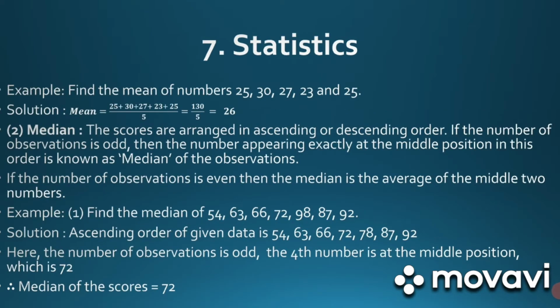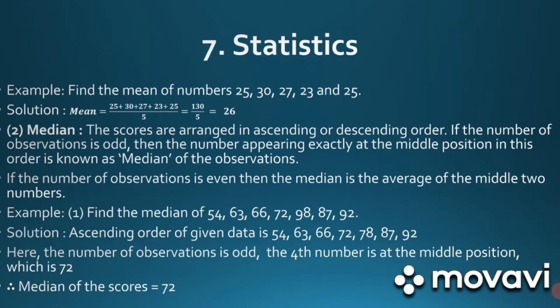For example, find the mean of numbers 25, 30, 27, 23 and 25. Solution: the mean is equal to the sum of all observations upon the total number of observations. Here the number of observations is 5. Therefore the mean is equal to (25 + 30 + 27 + 23 + 25) divided by 5, and that is equal to 130 upon 5, which is equal to 26.